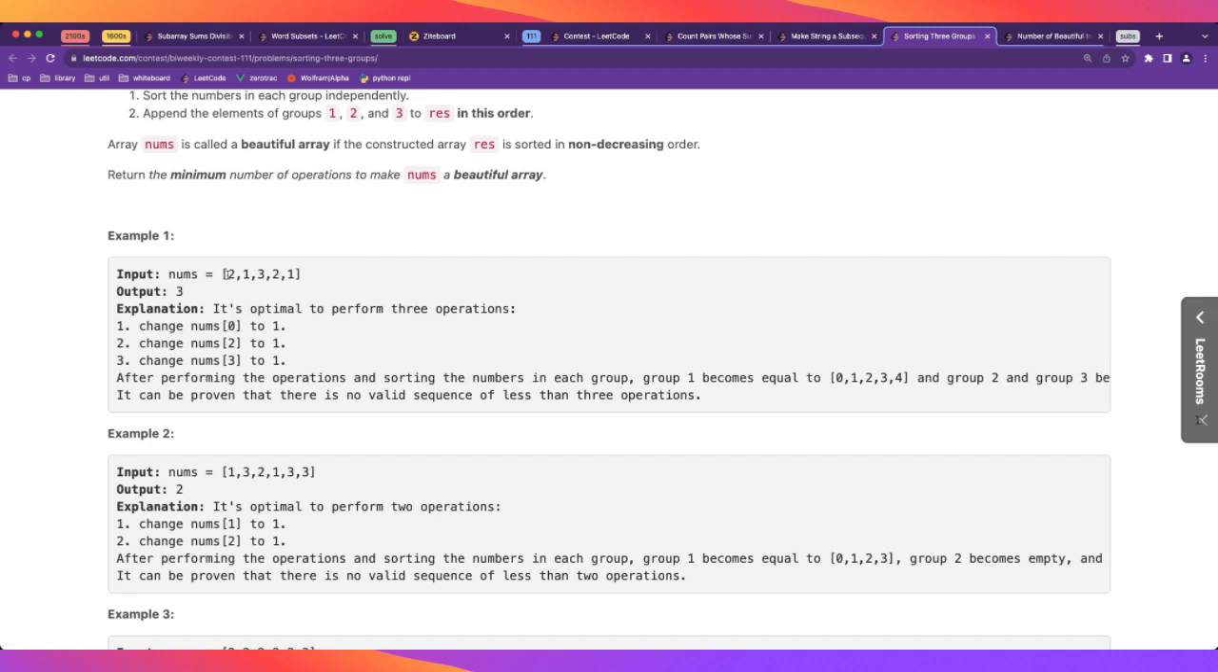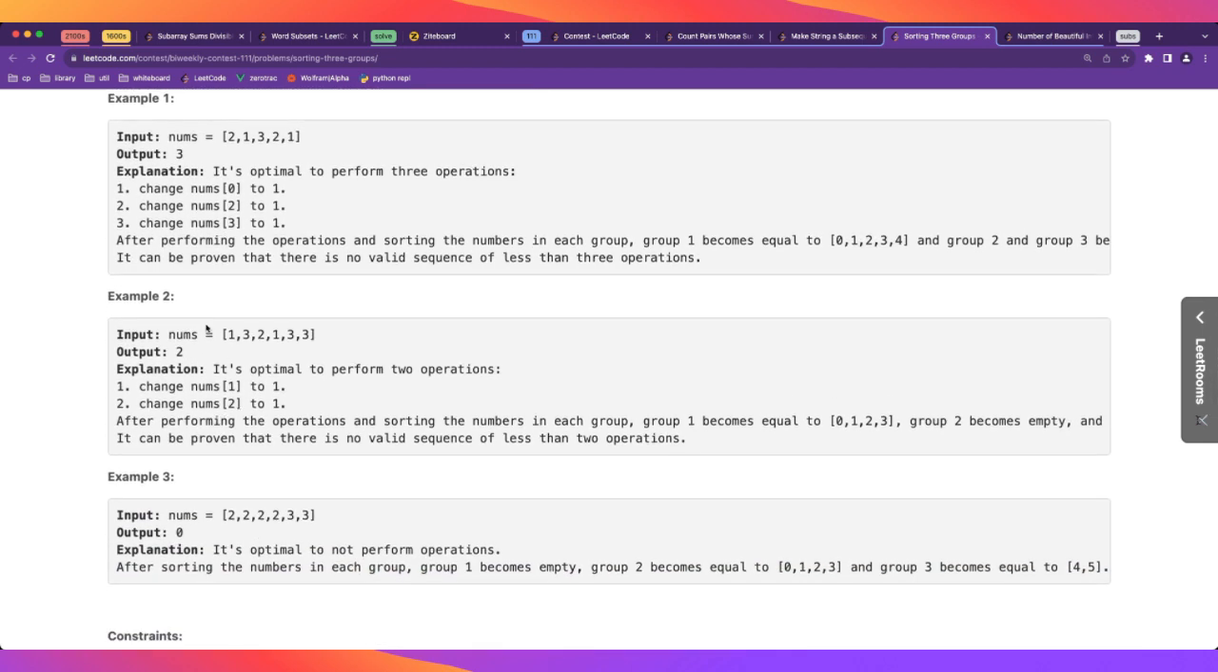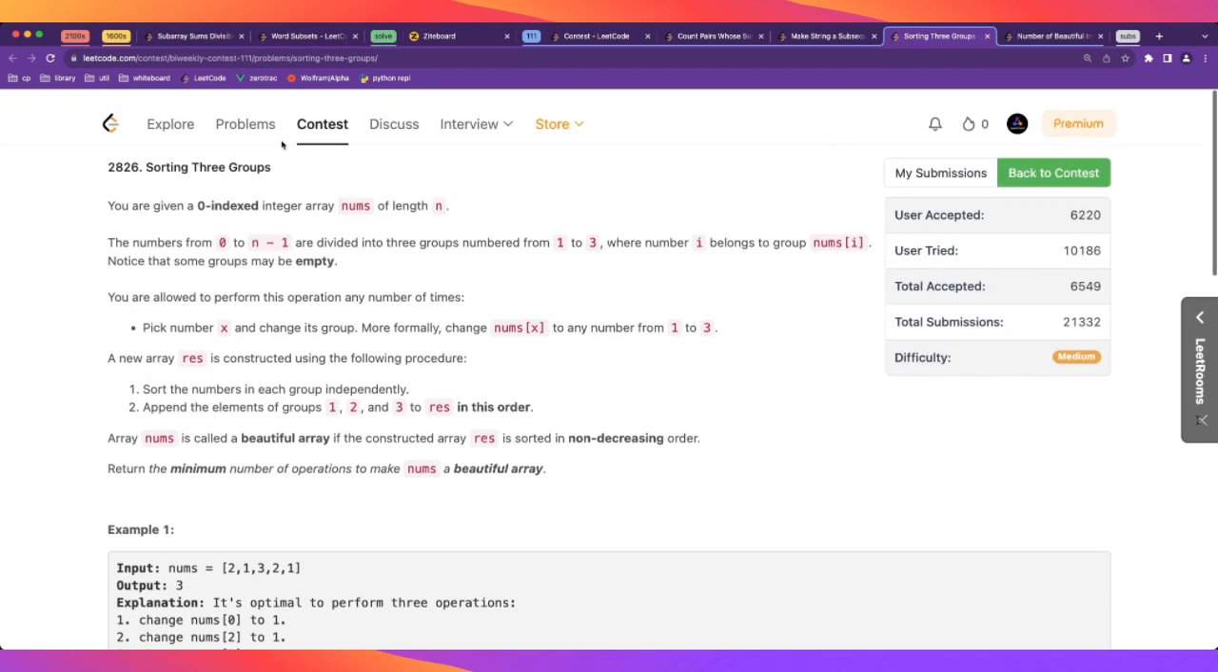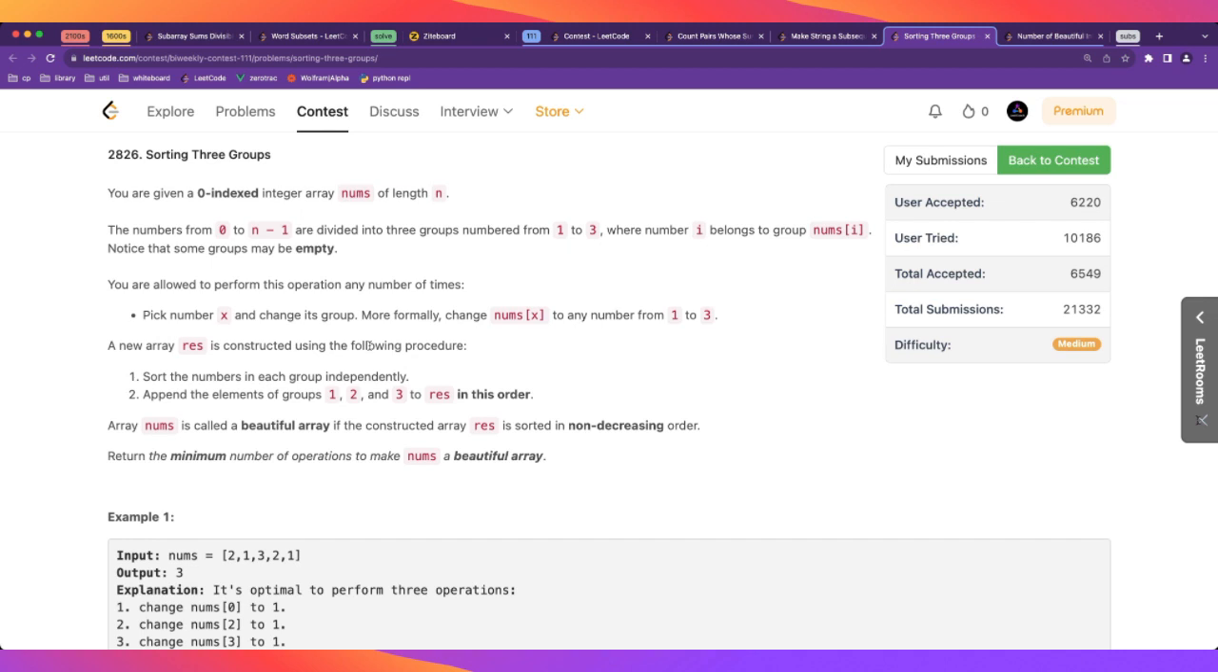Here we're changing this 2 into a 1, and this also into a 1, and this also into a 1, and we get all 1s, and we make 3 changes, so that's the minimum. And here, example 2, we can perform just 2 operations by, I think this is explained in a very convoluted way.